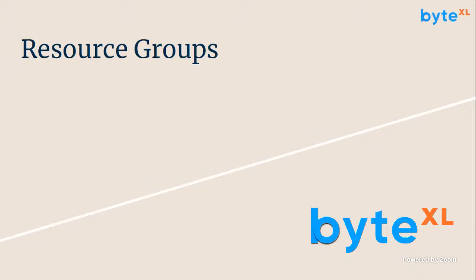Okay, now let's try to understand the resource group. What actually is a resource group? Till now we understood what a region is, what a zone is, and we understood in detail the data centers. In each region there will be zones, and in each zone there will be data centers.